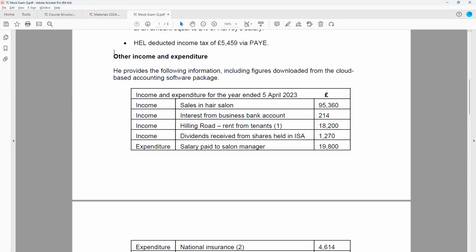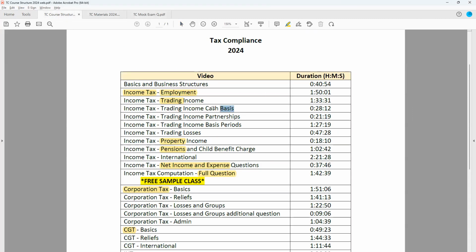And then we just do it for all of the topics. So then you just go through and then cash basis, almost really a subset of trading income, just a specific basis for calculating it rather than using accruals basis. And then once we've got the trading profit, you can allocate it to the partners and then you can allocate it to the tax years.